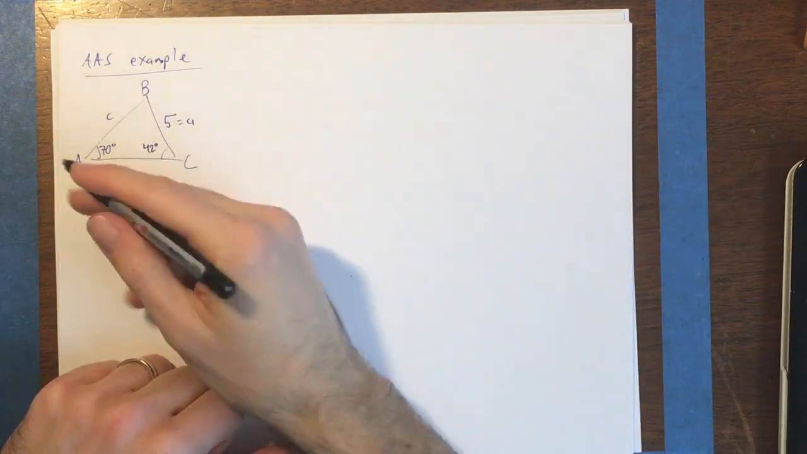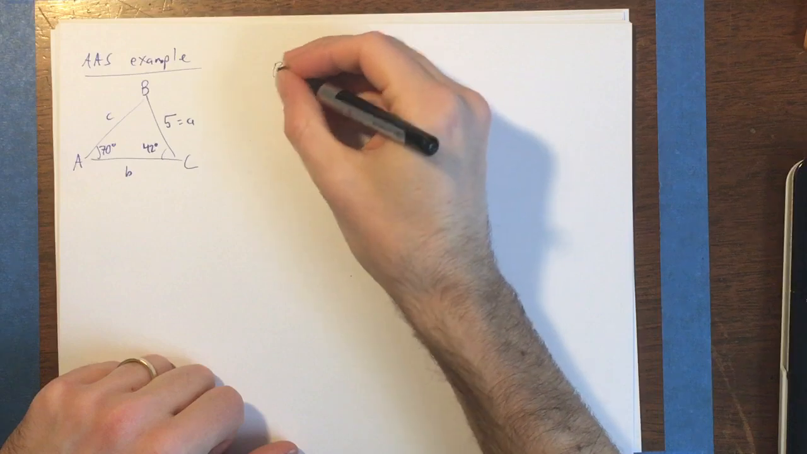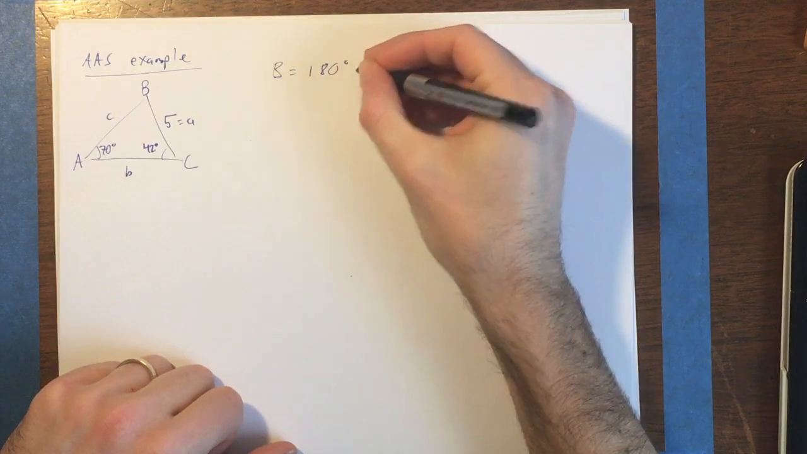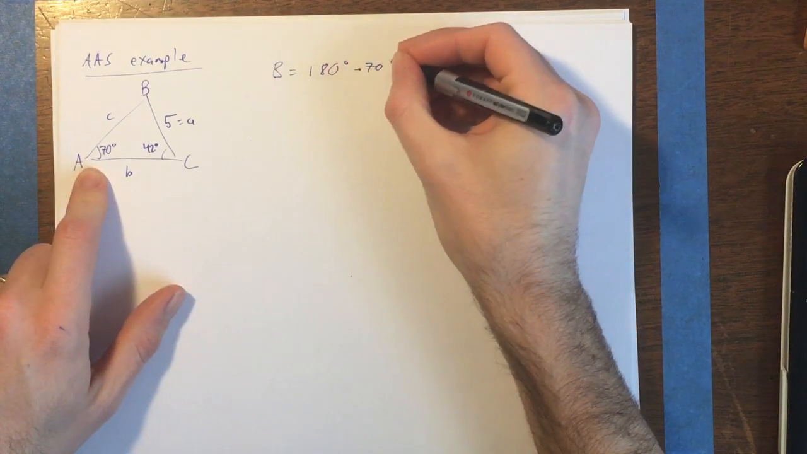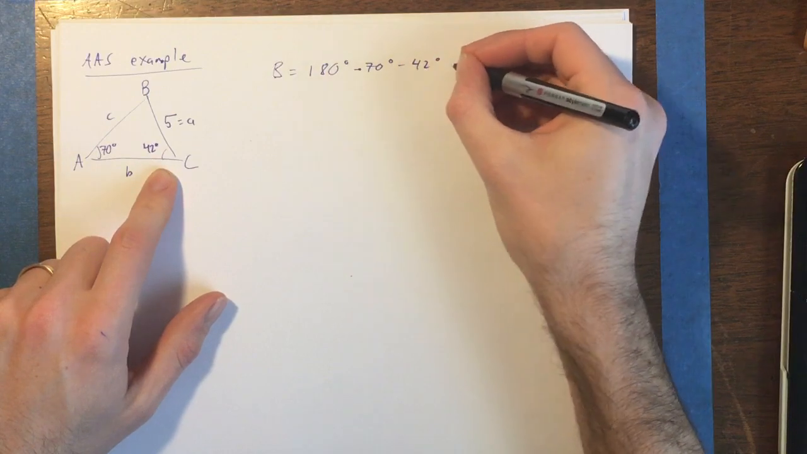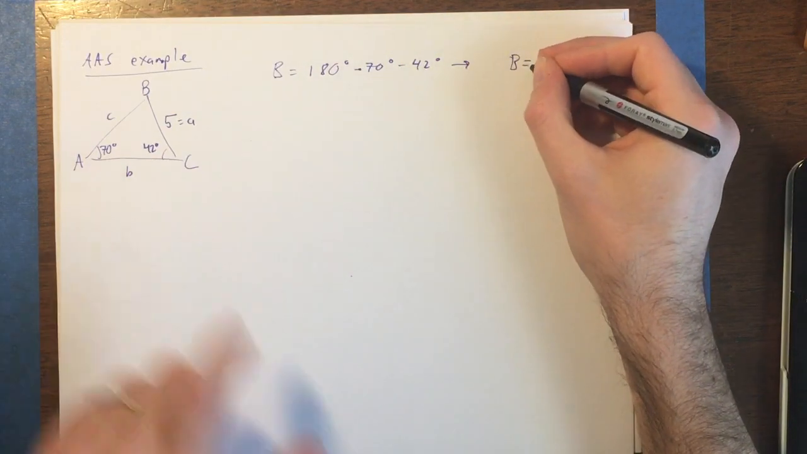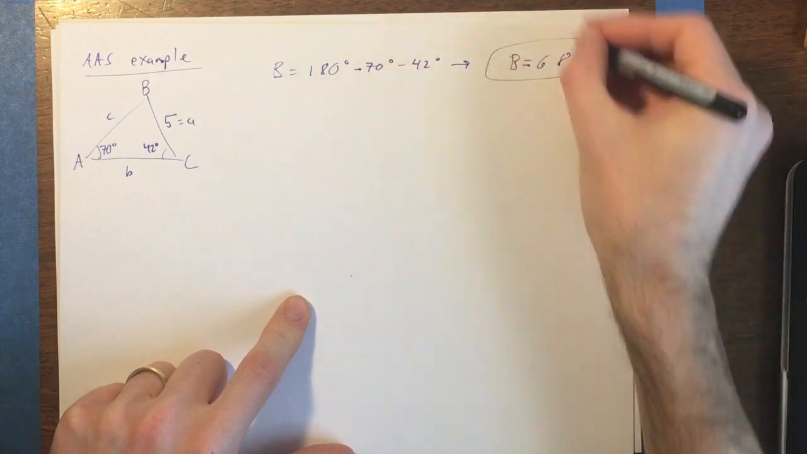So again, since we know two of the angles, we can get the third one by subtracting from 180 degrees. So we're going to take 180 minus the 70 degrees and minus the 42 degrees. And that gives us the value of angle B, which is 68 degrees.